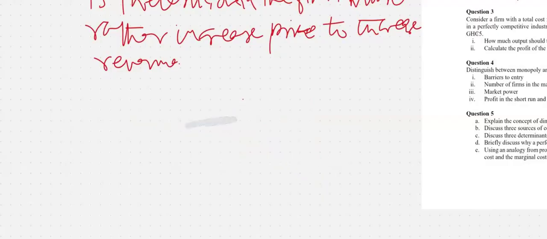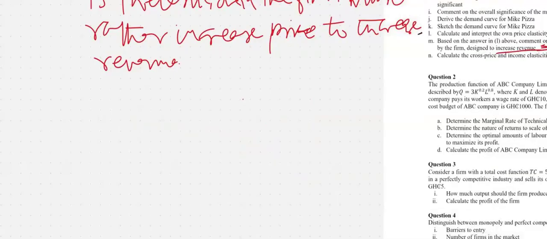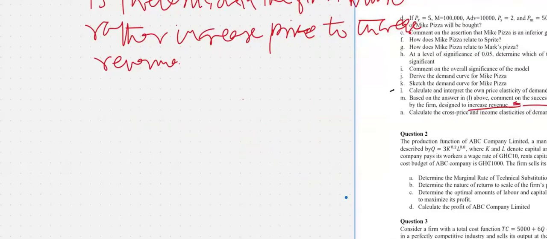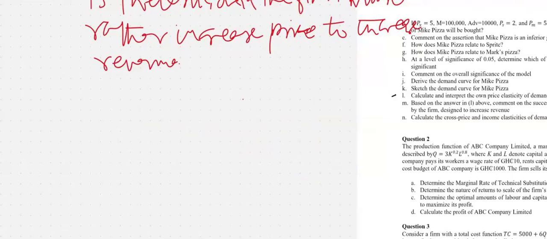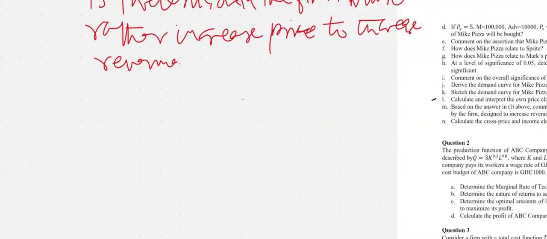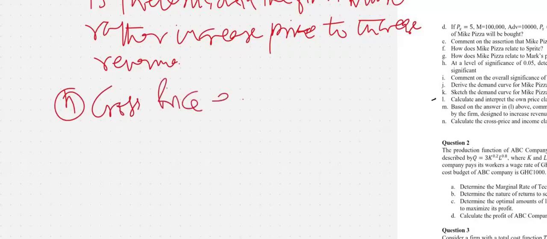The last question is question N. So we finish with M. Question N says, calculate the cross price and income elasticity of demand. So that's N, cross price elasticity.